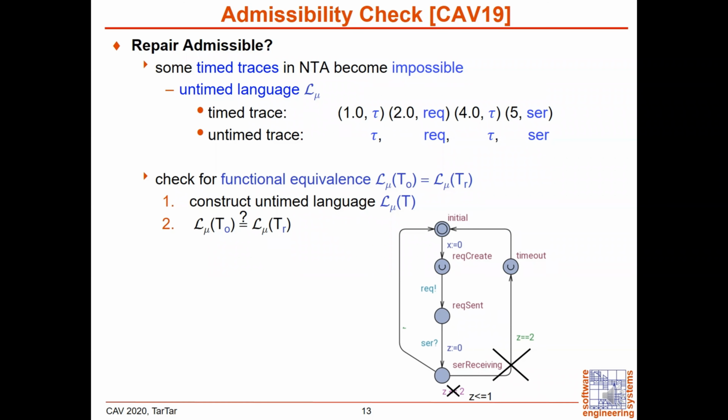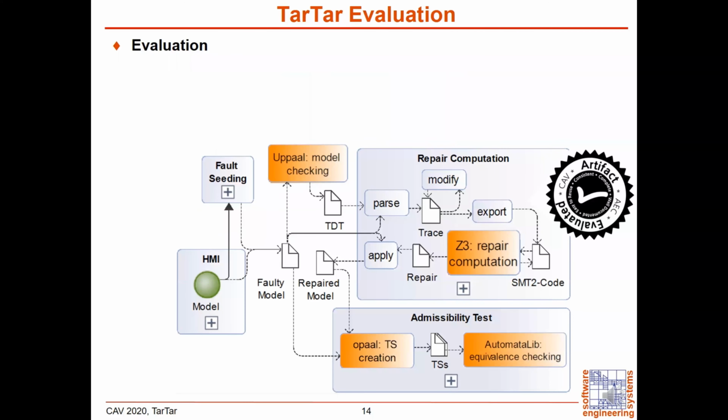The functional behavior of a model is the sequence of transitions that can be taken. To compute the possible transition sequences, we remove the timestamps from the time traces and result with the untimed language of the model. For the admissibility check, TarTar compares the untimed language of the original and the repaired model. Now we know how to compute repairs and how to check their admissibility. On this slide you can see the architecture of TarTar.